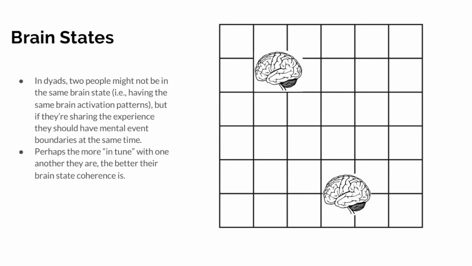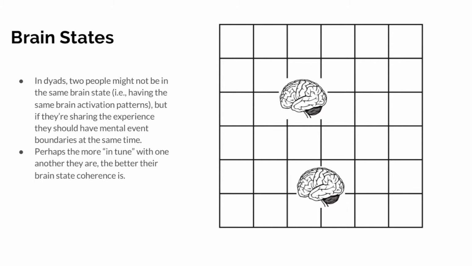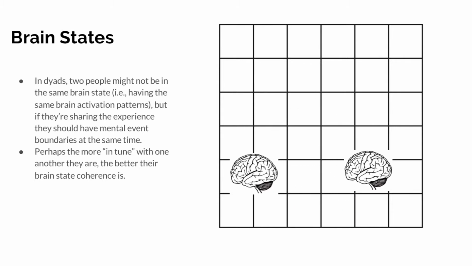Now in dyads, two people might not be in the same brain state, i.e. having the same brain activation patterns, so maybe their neural synchrony analyses would not be very meaningful. But if they're sharing the experience, they could have mental event boundaries at the same time. So perhaps the more in tune with one another they are, the better their brain state coherence is. Think about a dance. There's kinds of dances where everyone is doing the same moves together, and then there's kinds of dances where people have different choreography, but it's very clearly choreographed to the same music. They're all coordinated with each other.